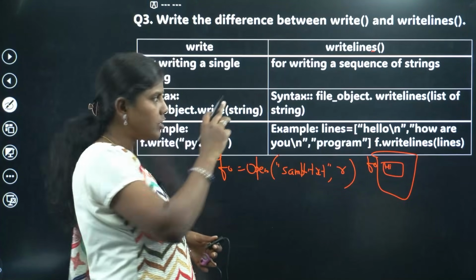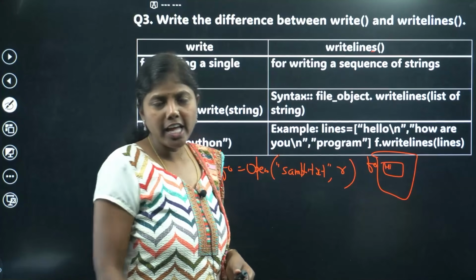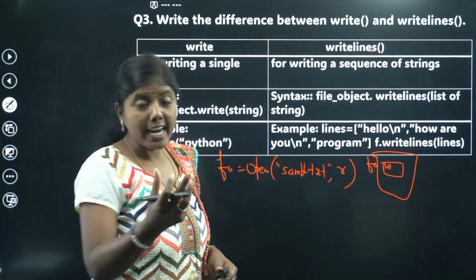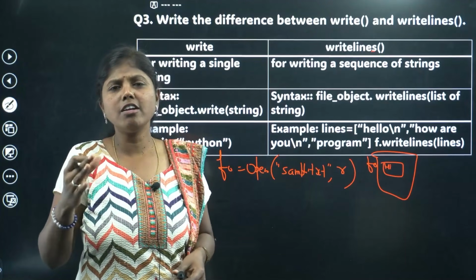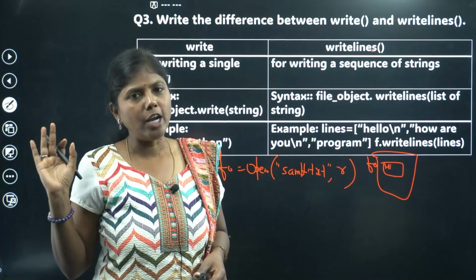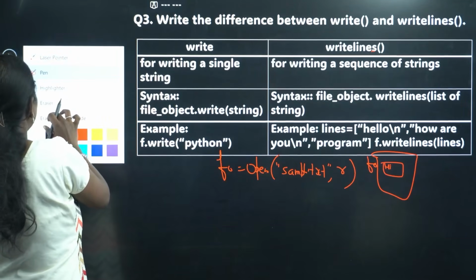So how do you call this function? You're going to call it as FO.write function, FO.writeLine function, writelines function, FO.read function, FO.readLine function, everything in terms of file object. Keep this in memory. Okay, so we'll just continue now.